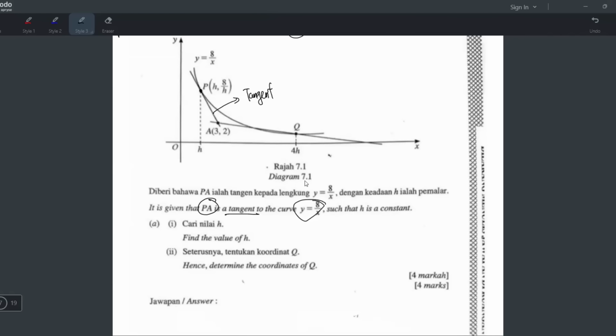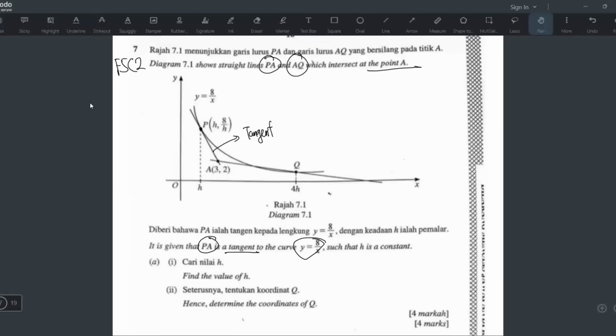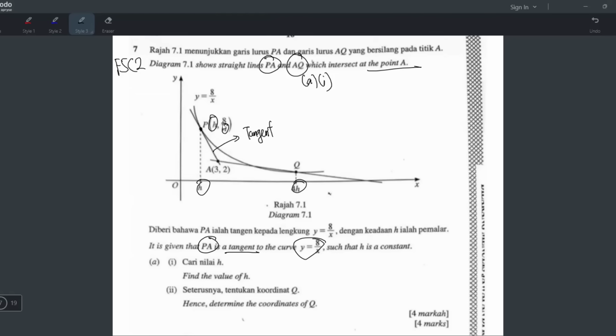The curve equation they give us is y equals 8 over x. No need to label already, they already wrote it here, such that h is a constant. Find the value of h. Question A1, I'll do it up here. I want to find h. I think they're talking about this h, this h, this h, this h. How do I find this h?